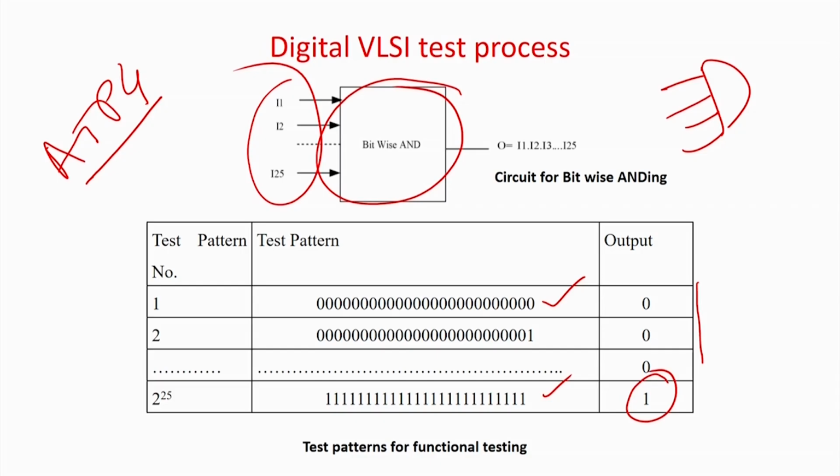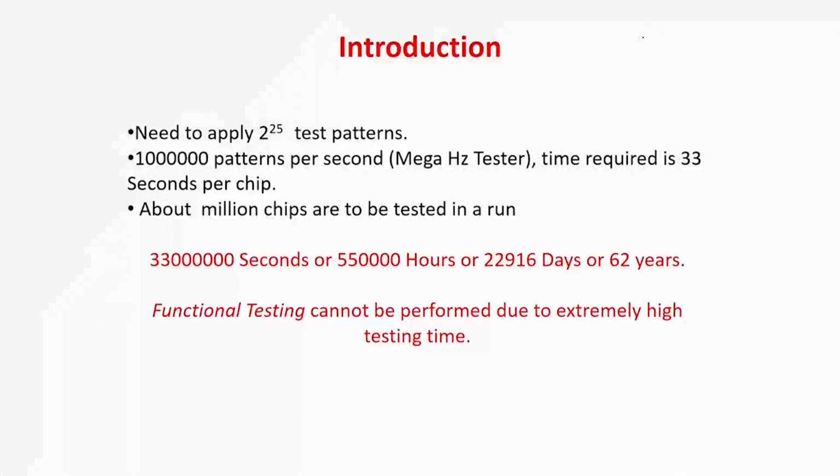But now what is the number of patterns? The number of patterns even for such a circuit is 2 to the power 25. So you need to apply 2 to the power 25 patterns. If such a huge number of patterns is applied at a rate of one megahertz, it requires 33 seconds per chip. Now as I told you, in case of circuits, all the chips have to be tested. It is not software, it is hardware.